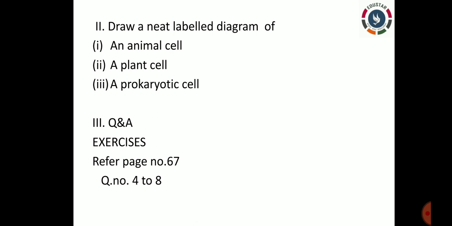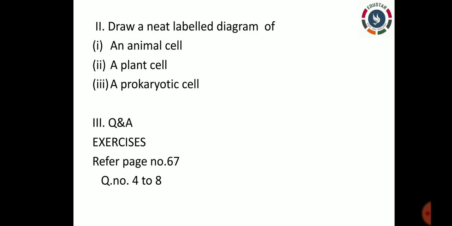Okay, then the third Roman letter. The third Roman letter is nothing but question and answers. The questions are already there in your content book. So refer to page number 67 to know the questions. You just find out the answers for question number 4, 5, 6, 7, 8. So for all these 5 questions you have to find out the answer. Read the content book once, only then it will be easy for you to find out the answers. Once you find out the answers, write all these answers for these questions in the classwork itself.